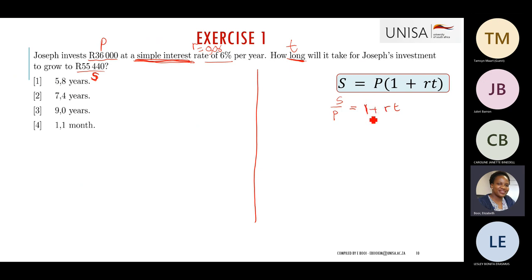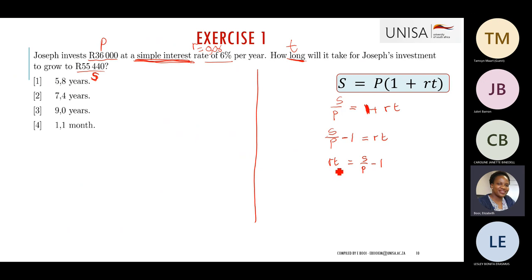Now we need to get rid of the 1. We still want to leave T on its own. So the first thing we need to do is take away this 1. To take away 1, we're going to say S divided by P. Because it's positive, when it moves over, it will be negative, and you will be left with RT. Now from here, you can swap them around because they are equal. I can rewrite this as RT is equal to S over P minus 1.